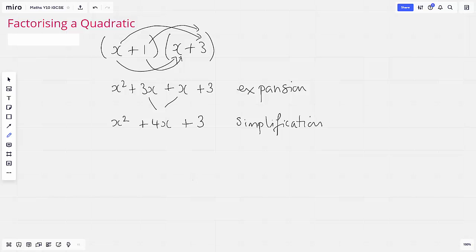Now, what we're going to be doing in factorizing is the reverse process. We're going to try and take an expression like this one, x squared plus 4x plus 3, which is a quadratic, and turn it back into a pair of brackets like that. In other words, each of these terms, x plus 1 and x plus 3, are factors of x squared plus 4x plus 3.